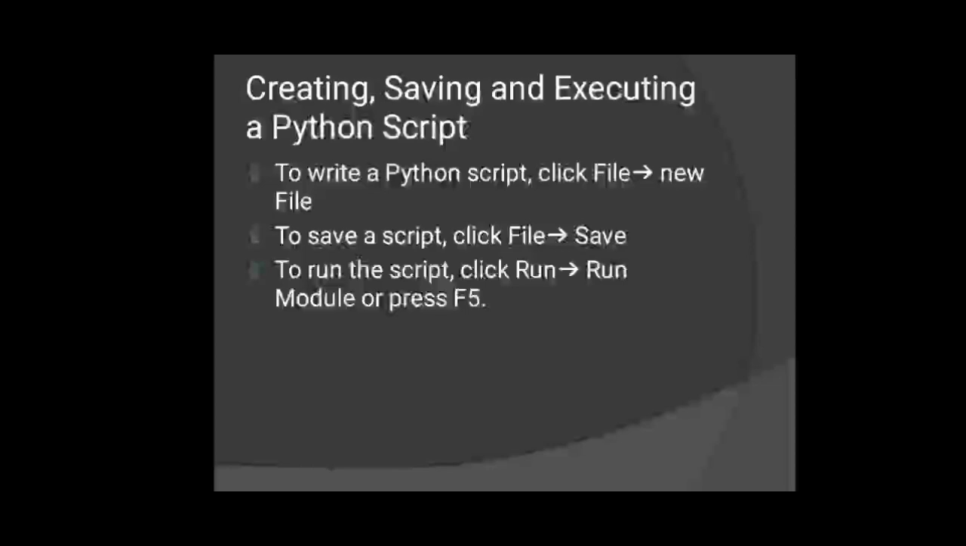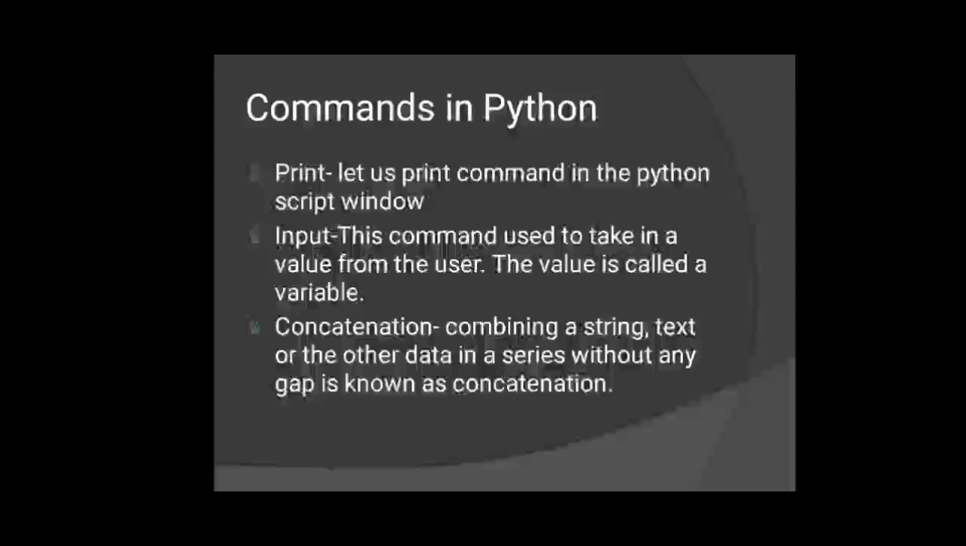Now, how to create, save and execute a Python script? Firstly, to write a Python script, click on File, then the New File option. There you will find a blank window where you have to type your Python code. After typing the code, save the Python script with the .py extension. For that, click on the File menu and then Save. After that, to get the output, run the script by clicking on Run and then Run Module, or press F5.